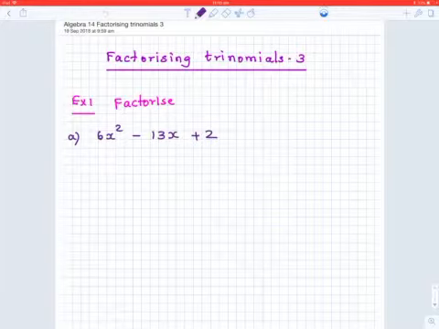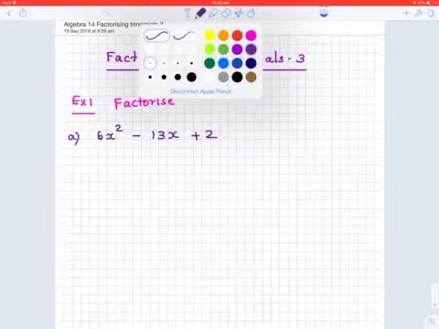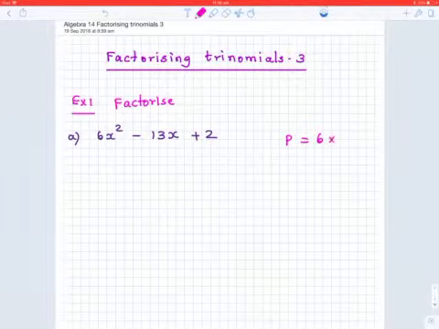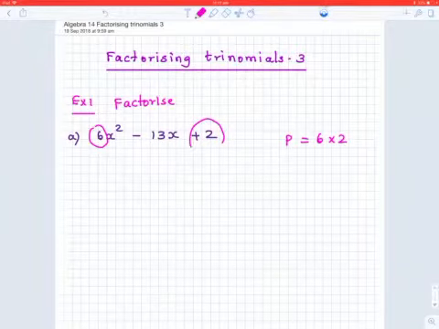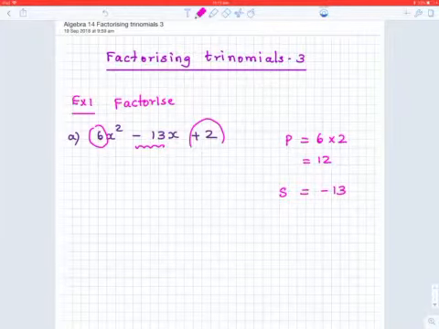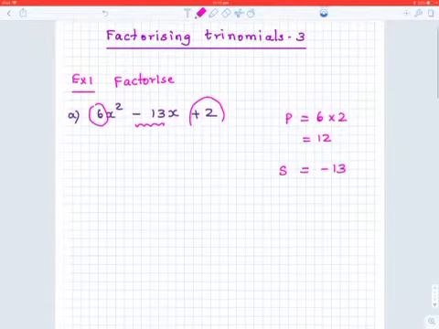Now in this question the product is going to be 6 times 2. You have to multiply those two, which gives you 12. Then the sum in this question is the coefficient of x, which is minus 13. So we write that. Now we have seen something similar.